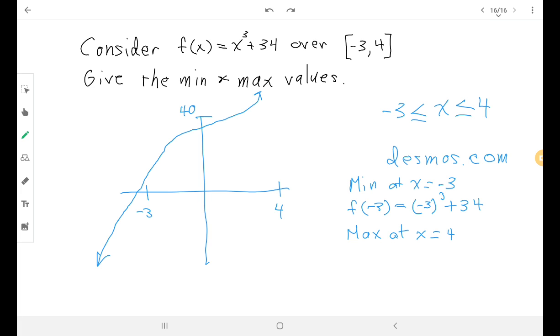Okay. And then I would just figure out f of 4, which would mean 4 cubed plus 34, and whatever that answer is, those are big negative and positive numbers. All right, I'll give you a moment to look at that, and that was our last question for this video, so thank you so much.